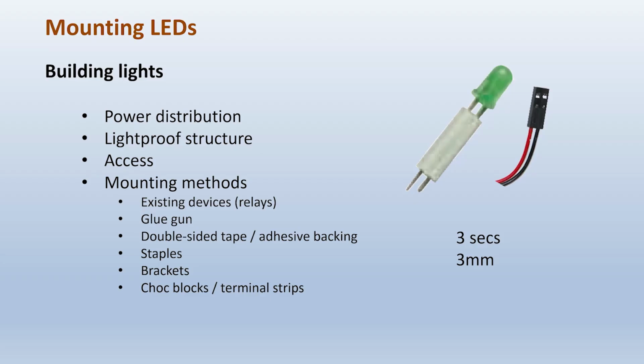If you're going to solder, there's lots and lots of ways to mount them. You can connect them, for example, to an existing device, such as the contacts of a relay. You can glue gun them, you can tape them, you can staple them, you can have brackets, you can use chock blocks. There's all kinds of ways, depending on how you want to go.